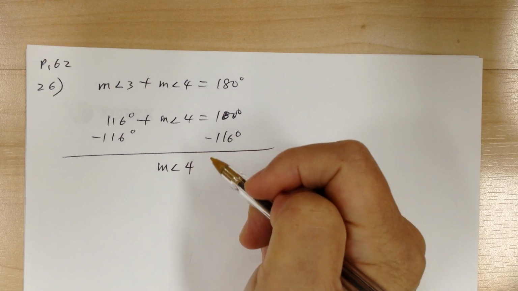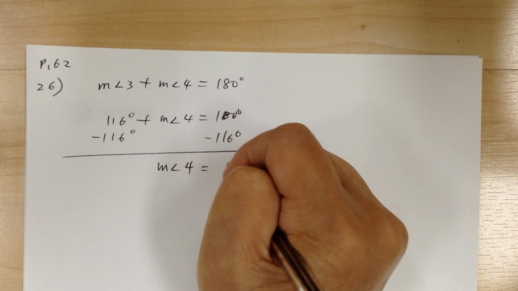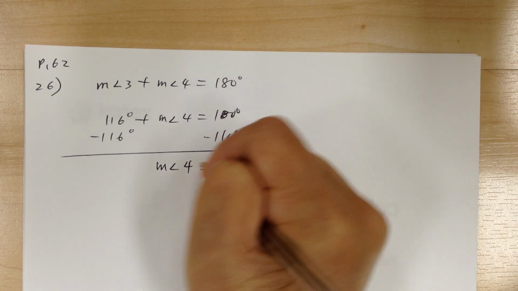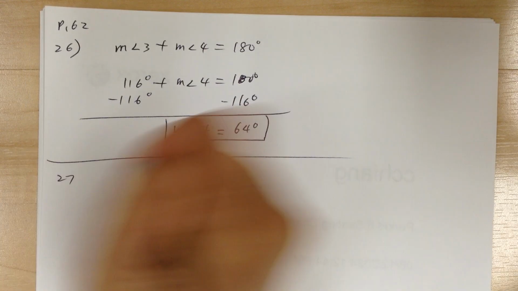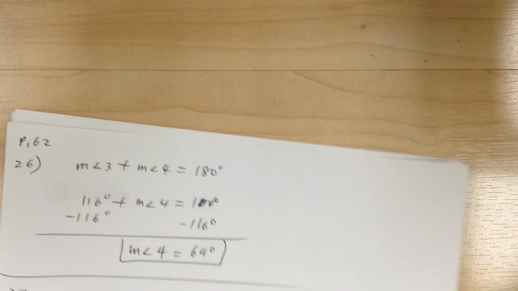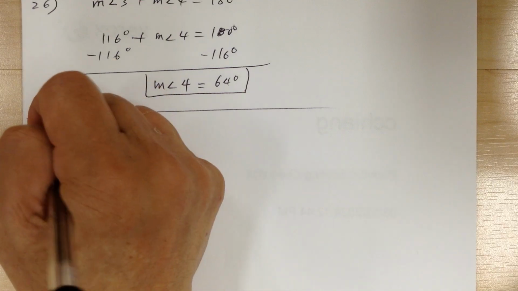Okay, so measure of angle 4 will equal 64 degrees. Okay, 27. Angle 3 equal to 56 degrees.